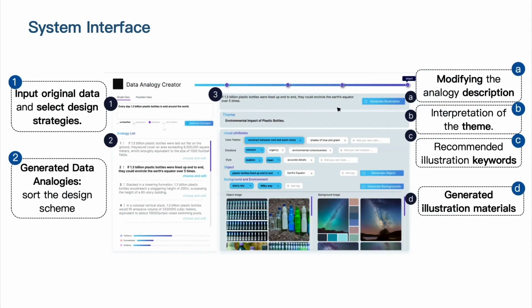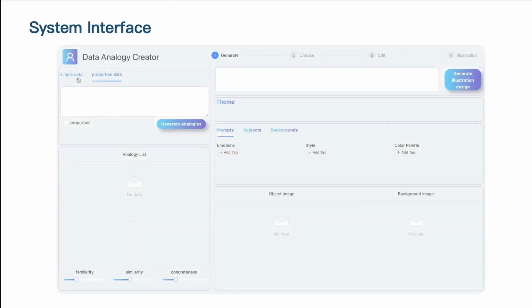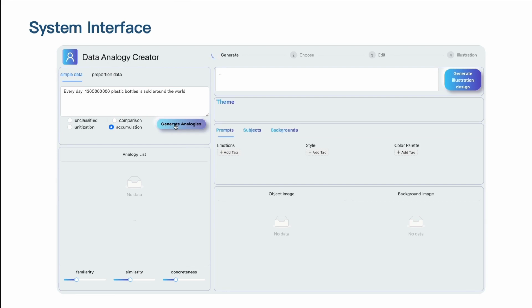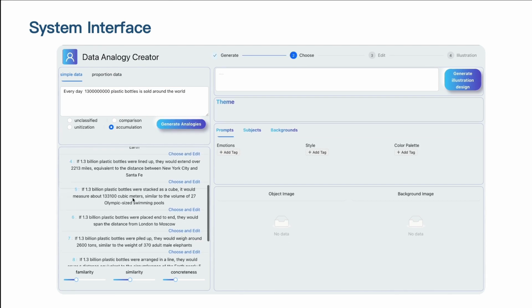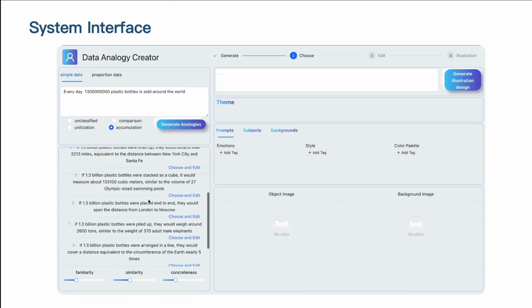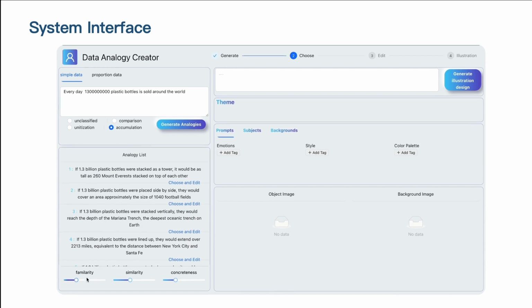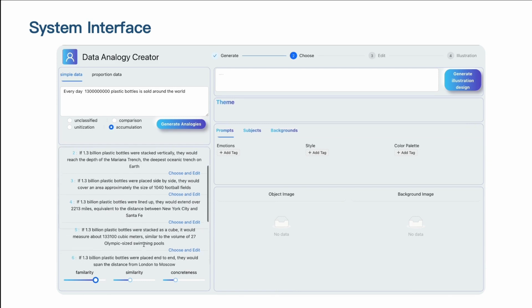The interface comprises 3 main panels. First, users input original data and select design strategies in the input panel. Then, the system automatically suggests data analogies and design solutions. Users have the option to sort analogies to meet specific needs.